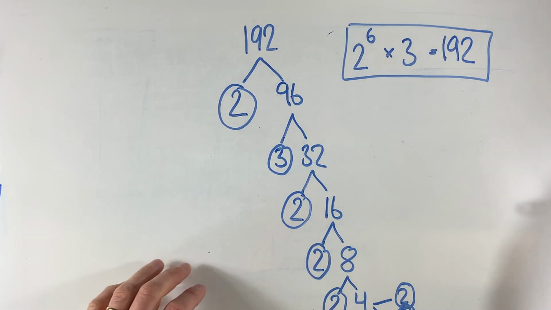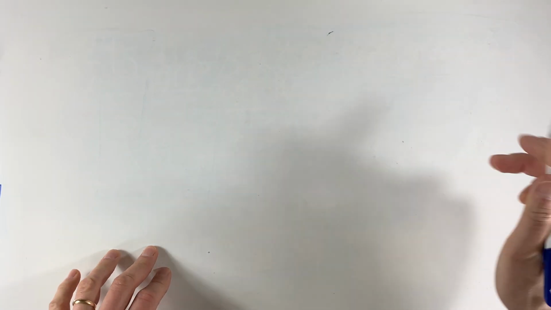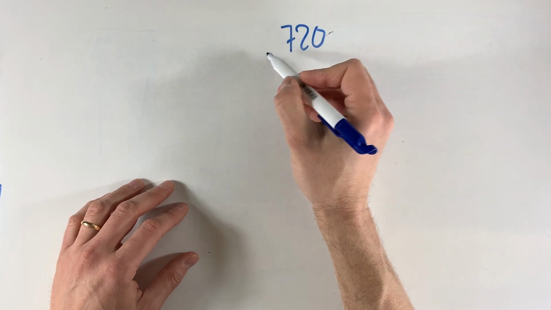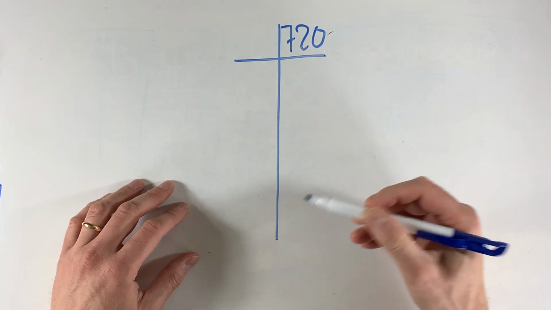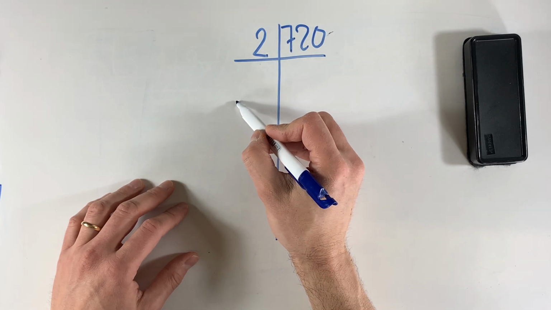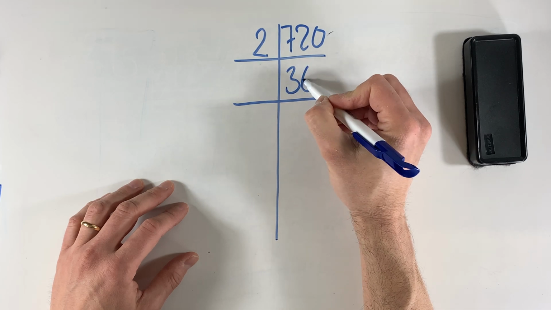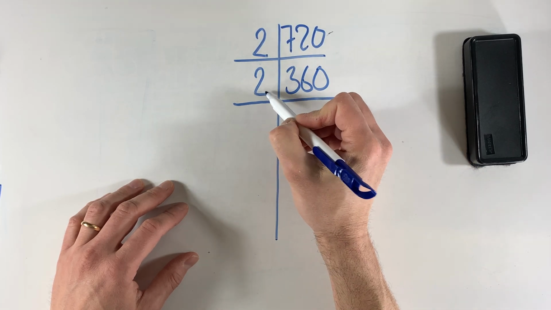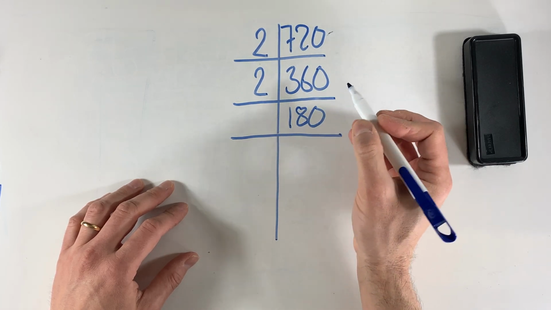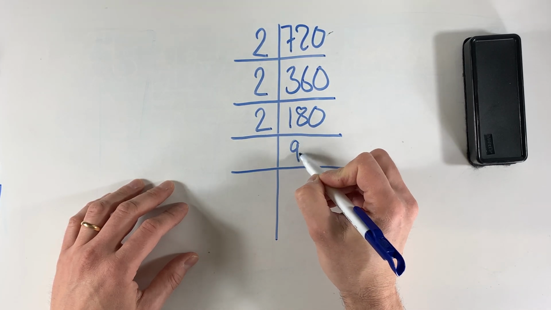The next number, the last number, is 720. We're going to do the table method here. This is divisible by 2 because it's an even number. 720 divided by 2 is 360. It's divisible by 2 again. 360 divided by 2 is 180. You can factor out another 2. 180 divided by 2 is 90.